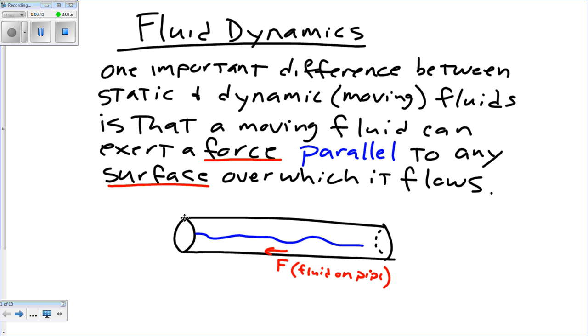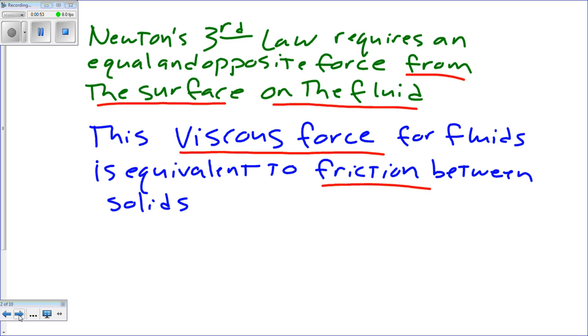That's just the way it is. The fluid travels through, rubbing on the pipe basically, and so there's a force from the fluid on the pipe. According to Newton's third law, that requires an equal and opposite force from the surface on the fluid. Every action force has an equal and opposite reaction force. The force of the pipe on the fluid is called a viscous force.